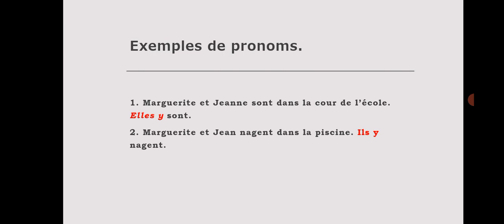We have examples of pronouns. Marguerite and Janet are in the schoolyard. The pronominalization of sentence number one will give us they are there. The second example, Marguerite and John are swimming in the swimming pool. The pronominalization of that sentence will give us they are swimming there.